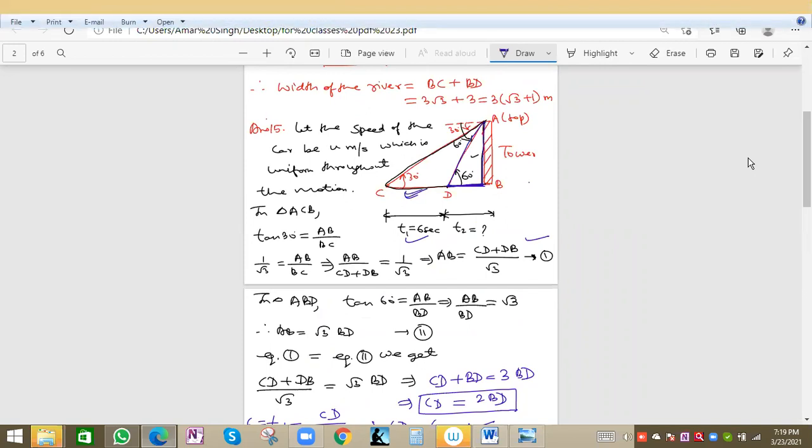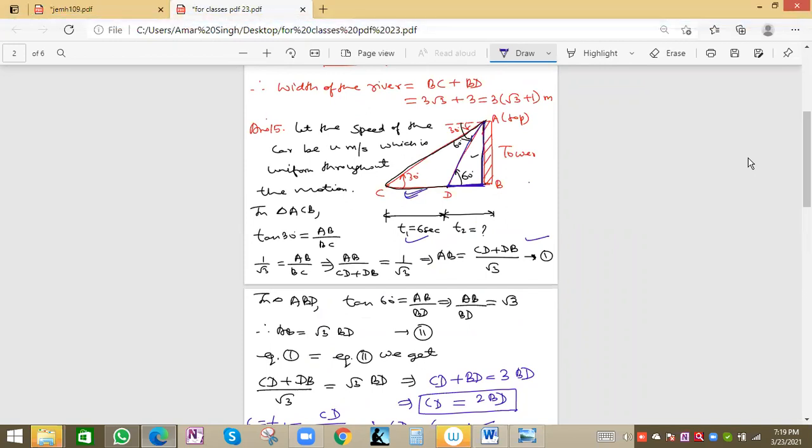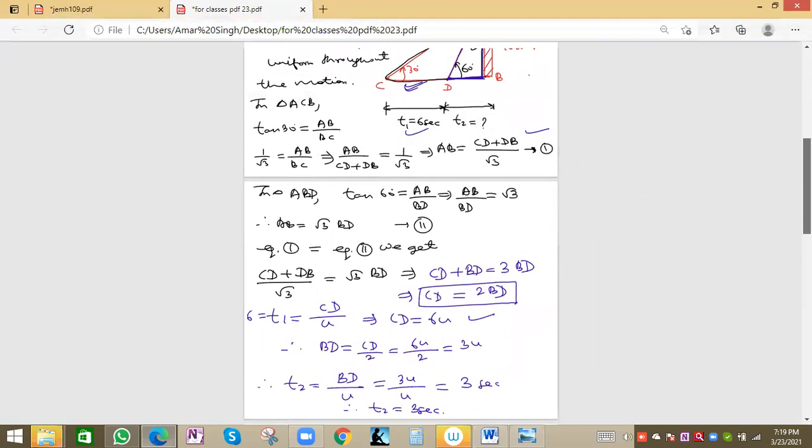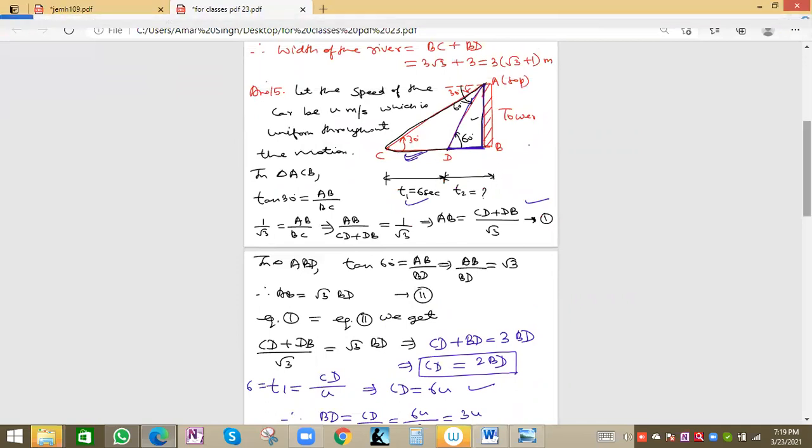Can you explain again how you got 6u? See, first we take the simple process we followed in the previous question. Take triangle ACDB, and we'll take the AB relation in terms of CD and BD.